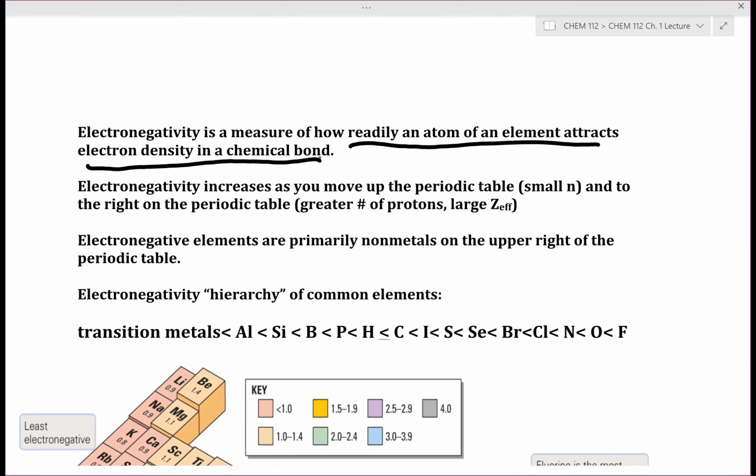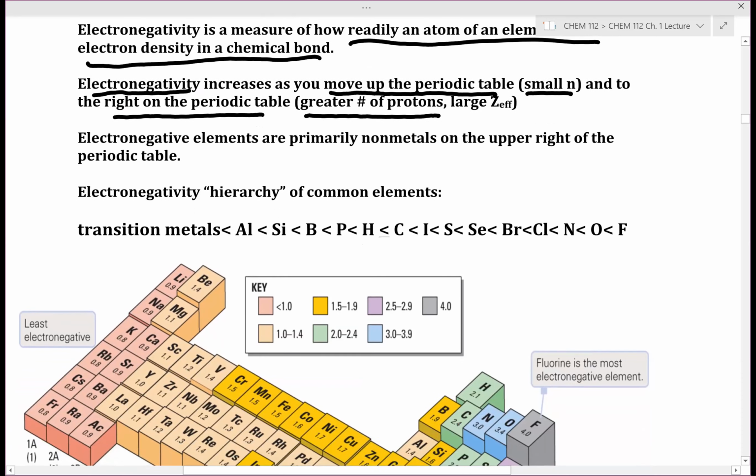Now, in general, as you move up the periodic table and as you move to the right on the periodic table, you have more protons in your nucleus relative to the outermost orbital. Your electronegativity increases. So your electronegativity increases as you move up the periodic table. You have small n, your electrons are closer to the nucleus. And as you move to the right on the periodic table, where you have a greater number of protons, or you could say there's a large effective nuclear charge. Now, the electronegative elements are primarily our nonmetals on the upper right of the periodic table.